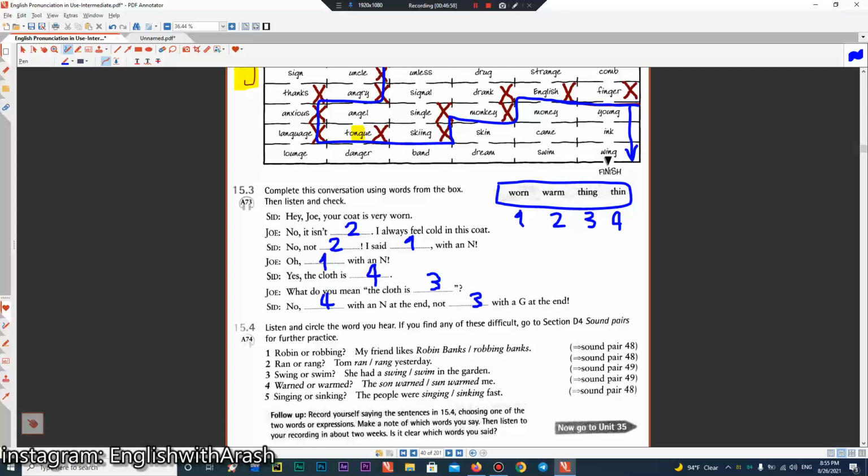Thing. Like you should hear that vibration in the nose. Thing. It's that. But this is like thin. It's just super easy. You said like bin, thin, all of them.